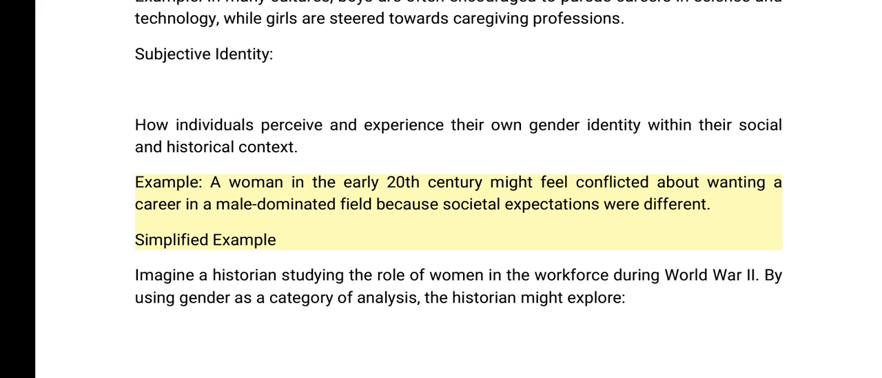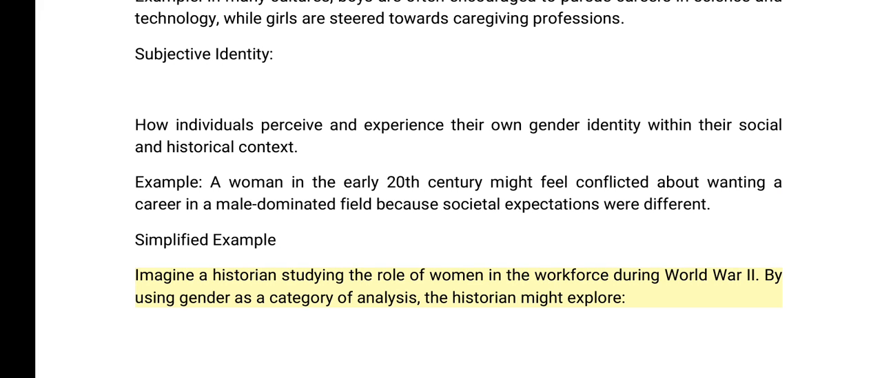Example: A woman in the early 20th century might feel conflicted about wanting a career in a male-dominated field because societal expectations were different. Simplified example. Imagine a historian studying the role of women in the workforce during World War II.